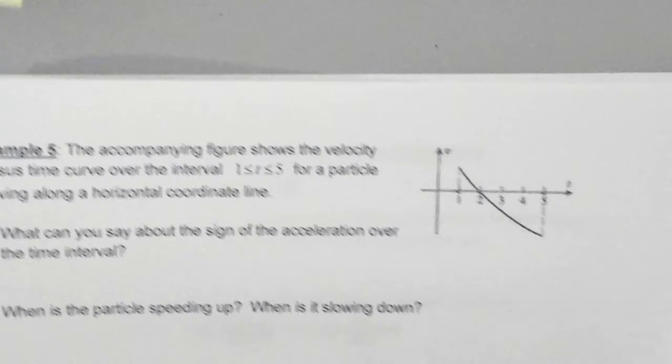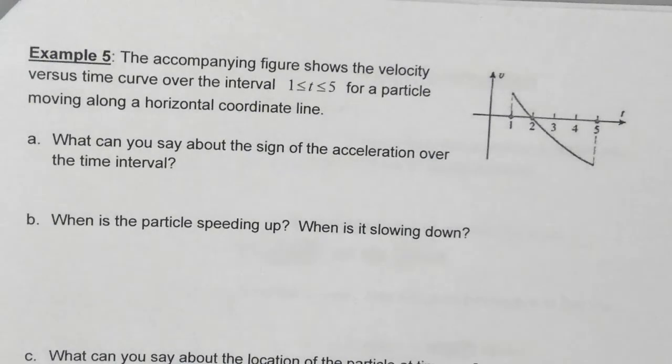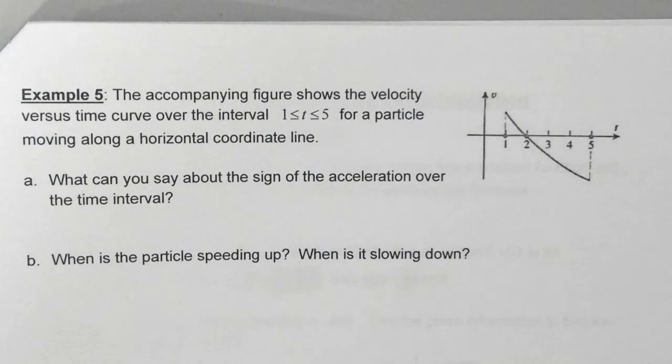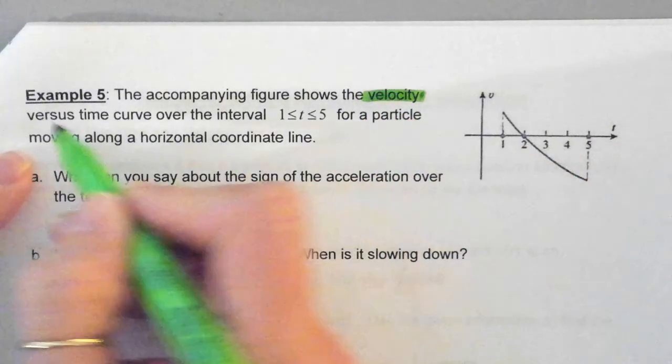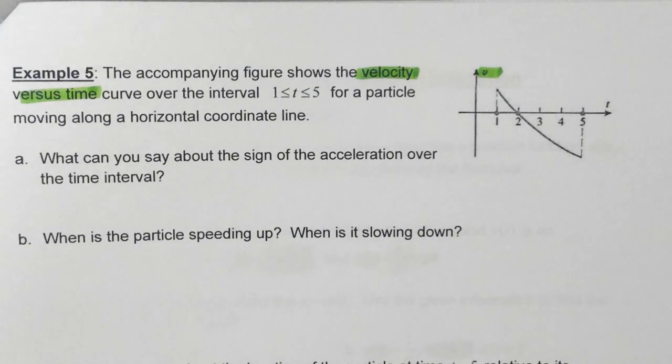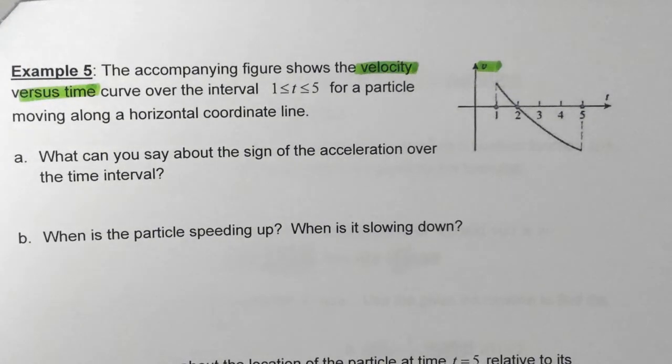So on the top of page 8, we are given a graph, and more specifically it says the accompanying figure shows the velocity versus time. It is extremely important that you know what graph you're looking at, because it's going to tell you many different things. We have the velocity curve over the time interval from 1 to 5. And what we want to look at here is, if this is the velocity, we want to know what we can say about the sign of acceleration over time.